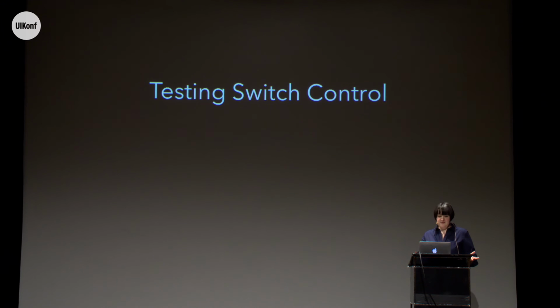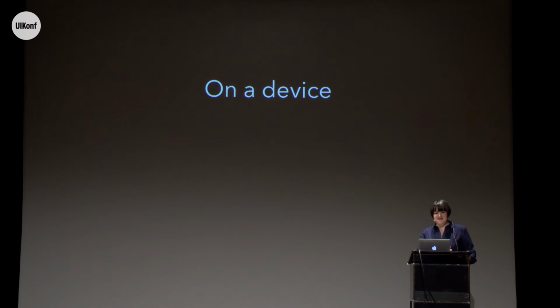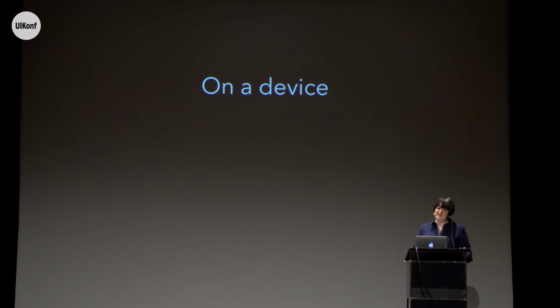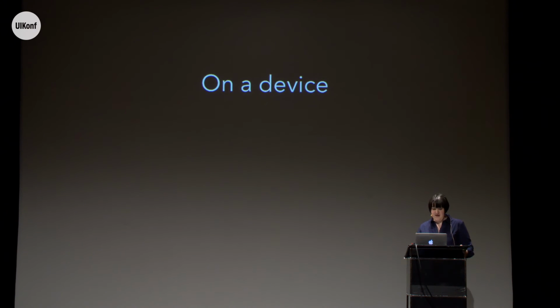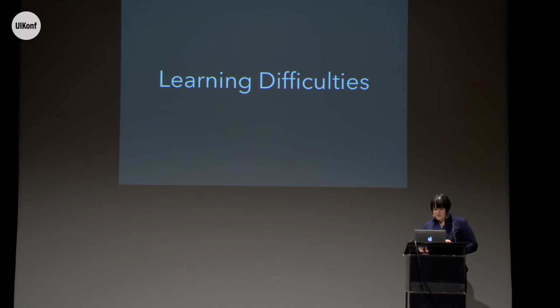So with testing switch control, the only way you can do it is on a device. And you've seen how easy it is to add a switch, or you can use your head if you want to look crazy on the train. I don't think it works very well, though, on the train, because it has to be very still. But yeah, and again, user testing is a really important one to do.